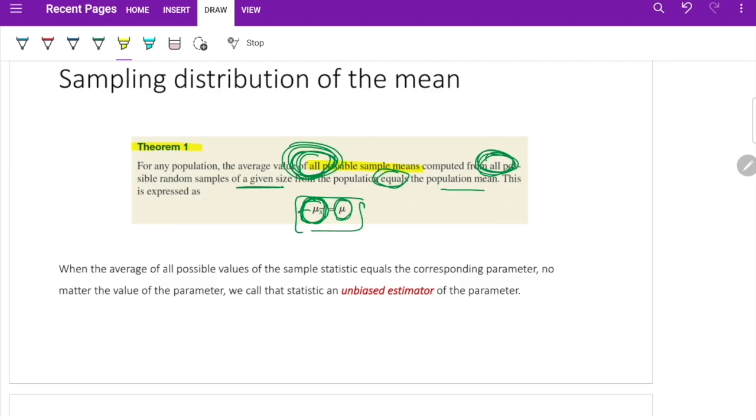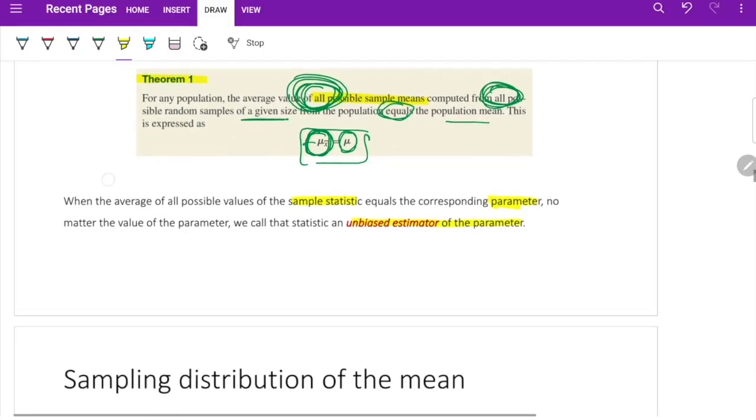So when the average of all possible values of the sample statistic equals the corresponding parameter, which in this case is the population mean, we're talking about the mean of the sampling distribution. We call this an unbiased estimator. In this scenario, the parameter is the mean. We'll be talking about the proportion as well. So this is valid not just for the mean, it's valid for the population proportion as well, okay?